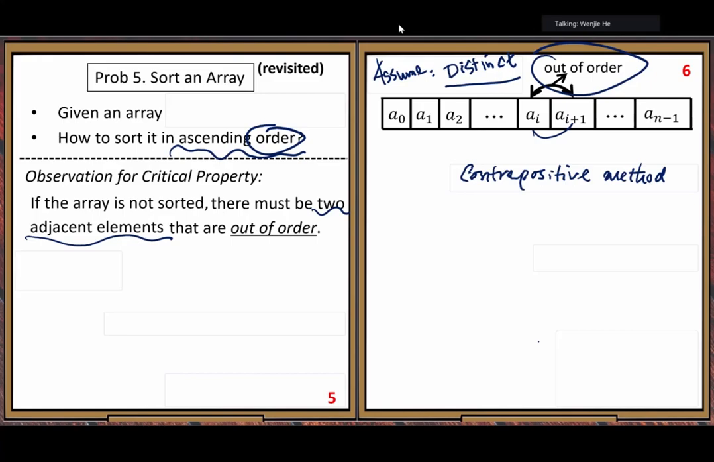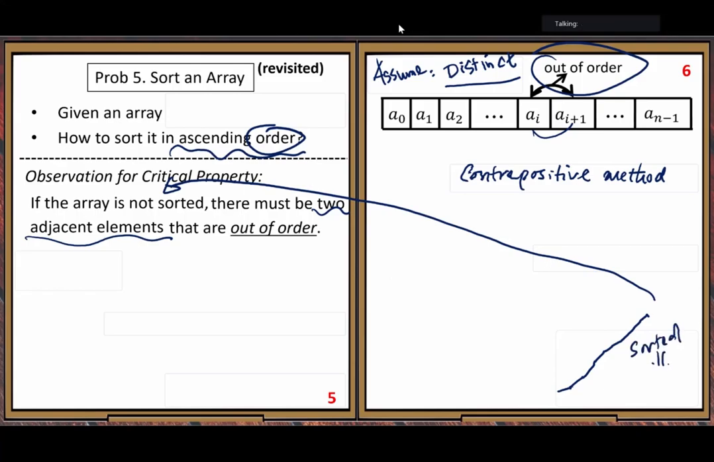If any two adjacent elements are in ascending order, the first two in ascending order, the second two in ascending order, the third, all the way to the end, is the whole array in ascending order? Think about it. If any two adjacent elements are in ascending order, then the whole array is in ascending order. That is a contradiction to the condition statement. The condition statement tells us it's not sorted, but here it's sorted. So it's a contradiction.